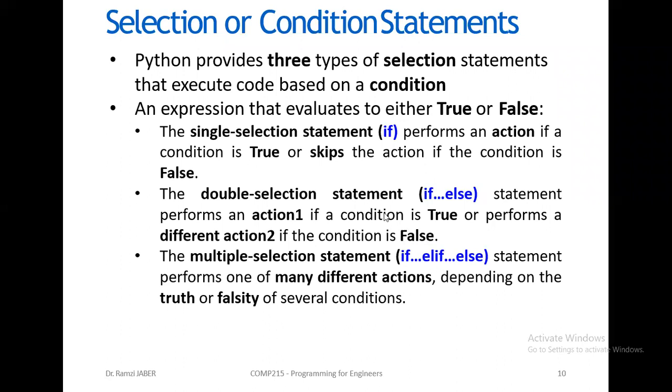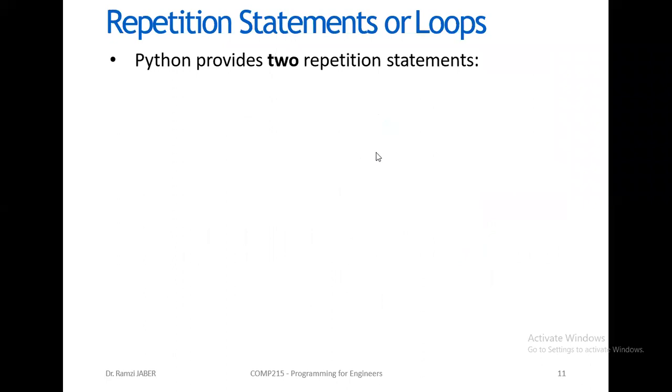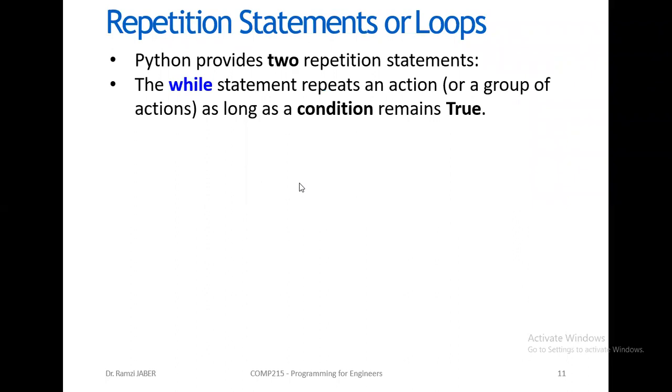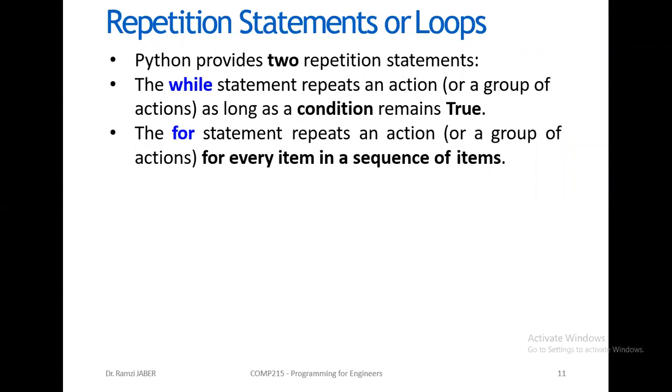Okay? We also have repetition statements, or loops. Python provides two repetition statements. The while loop repeats an action or a group of actions as long as the condition remains true. It is exactly 100% similar to the while loop in C, C++, and Java. But the for statement repeats an action or a group of actions for every item in a sequence of items.